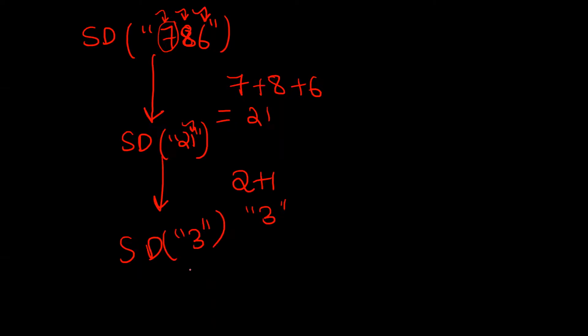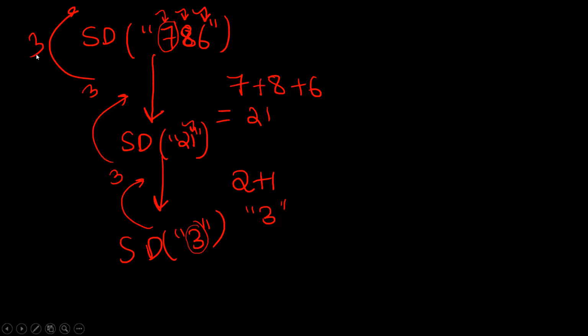Okay. Now what do I say? I see that boss, the string is of length 1. So I will return the integer representation of this. I will convert this into an integer and I will return 3. This will return 3. This will return 3. Getting it? Why not convert the entire string to an integer?